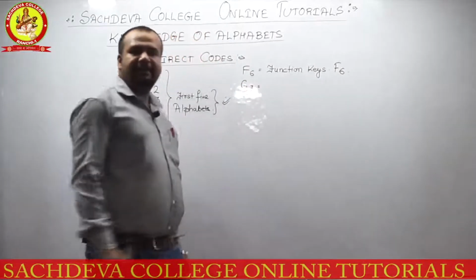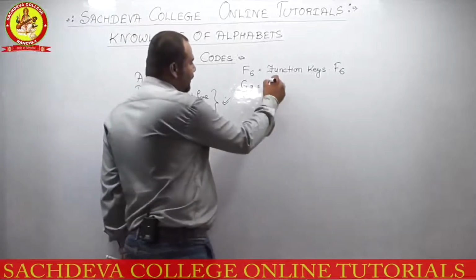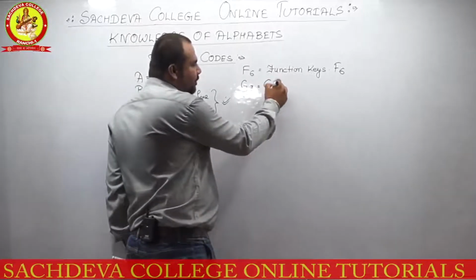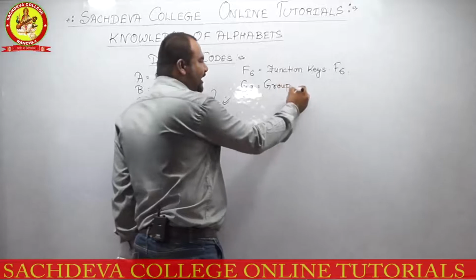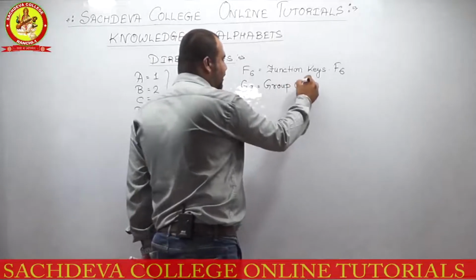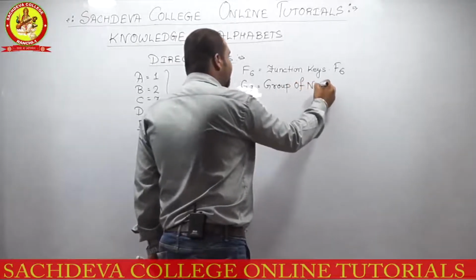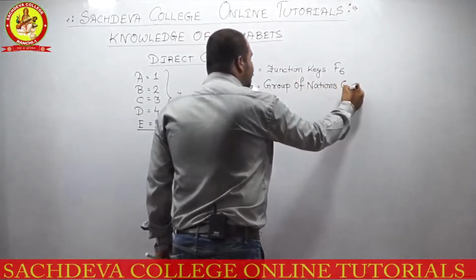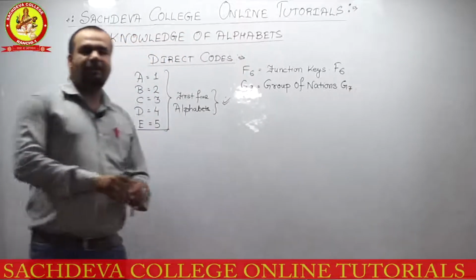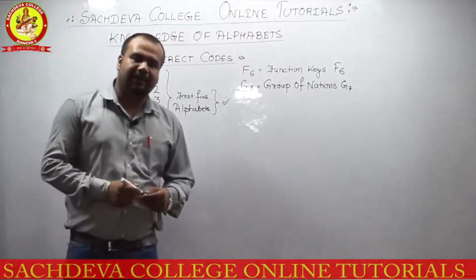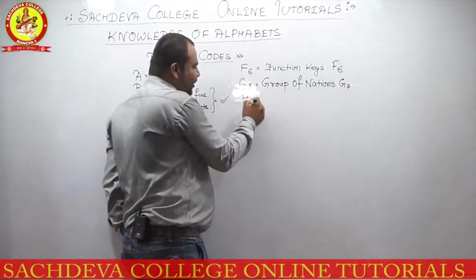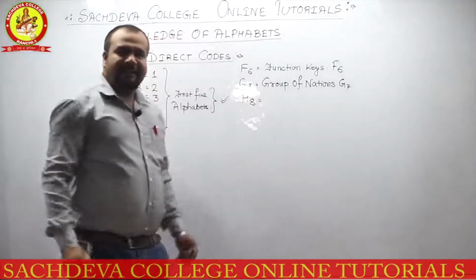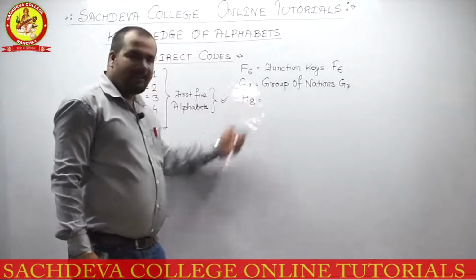How will we remember G7? The way of remembering G7 is G for group. And in GS, general studies, we learn about various groups of nations. We have the group of 7 developed nations, or the group of 7 developing nations. Okay. H8.